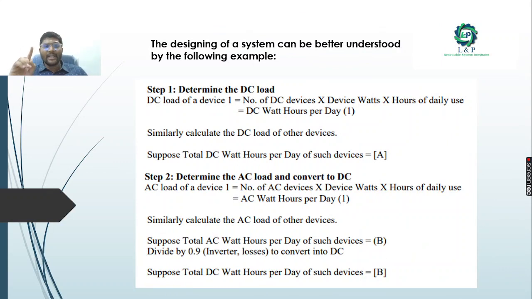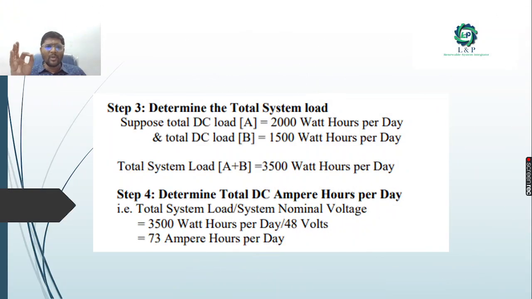So as we told earlier, in step 1 we discussed how to determine the DC load, and in step 2 we were able to calculate the AC load and how to convert it. Those things we sorted out. And the third important thing is that we determined the total system load. Okay, and in the fourth step, we determined the total DC ampere per day.